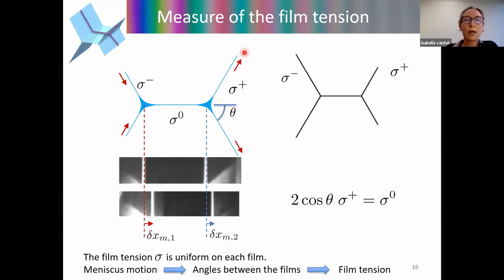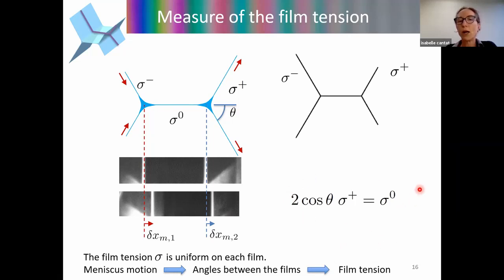So by symmetry, the tension here is the same as the tension there. So here I characterize these 2 films by only one quantity, which is sigma plus. Same thing on the other side, it's sigma minus. And the last information is that I will show you later that there is no extension or compression of the central film. So the tension remains the equilibrium one here.